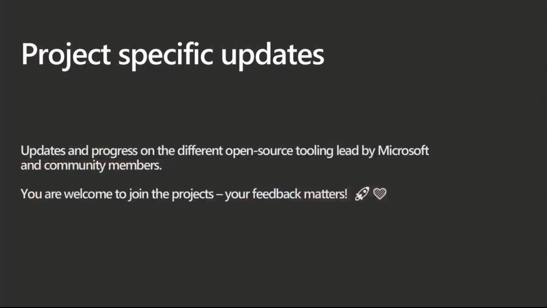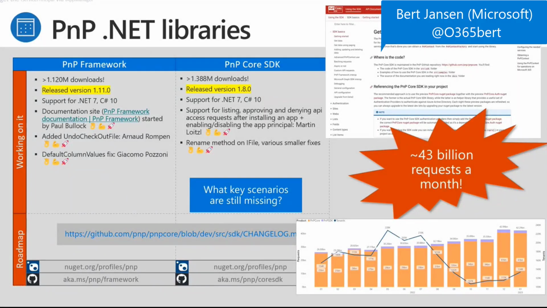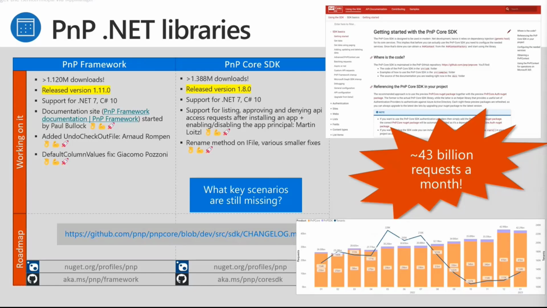Let's move over to some project-specific updates, and we'll start with Bert. Thank you, David. What happened in the .NET world? A couple of things. For the PnP Framework library, we had a change from Arno around the undo checkout file. So he enabled that so it can be used in PowerShell. And then another one from Giacomo around the default column value setting.